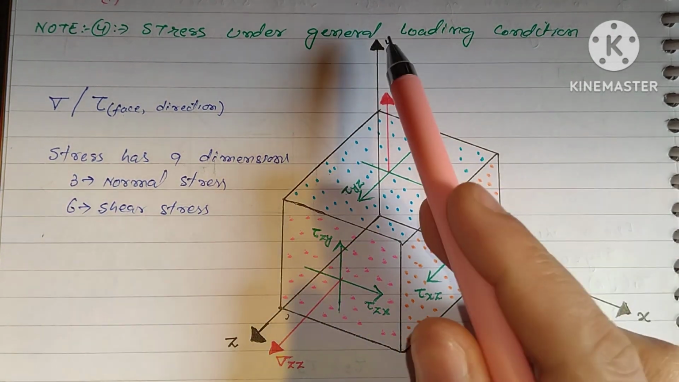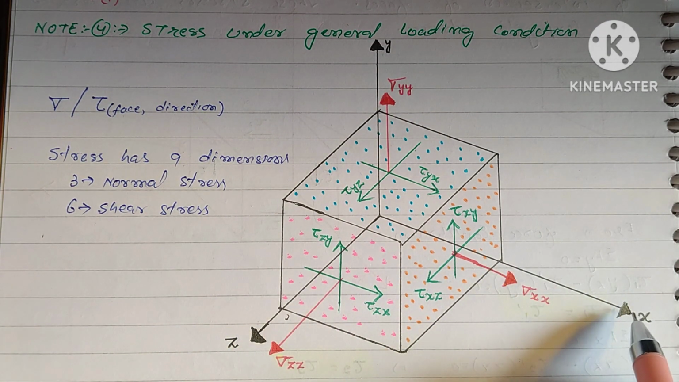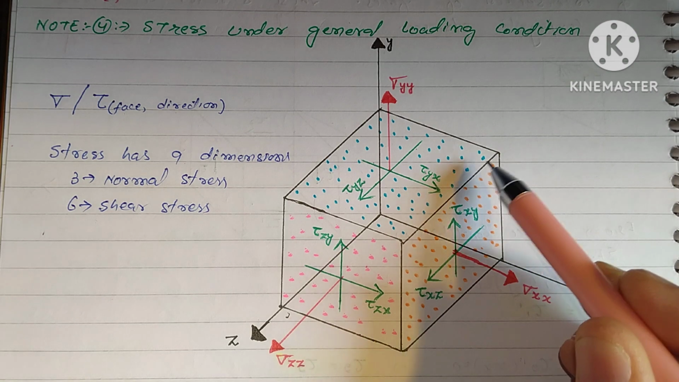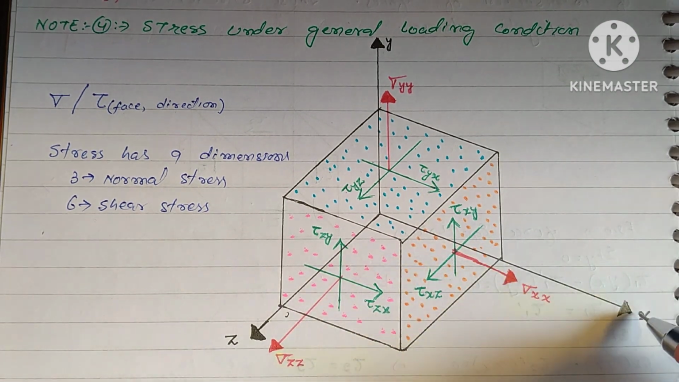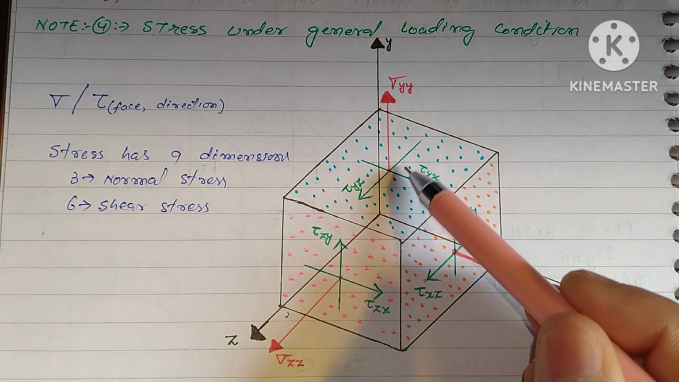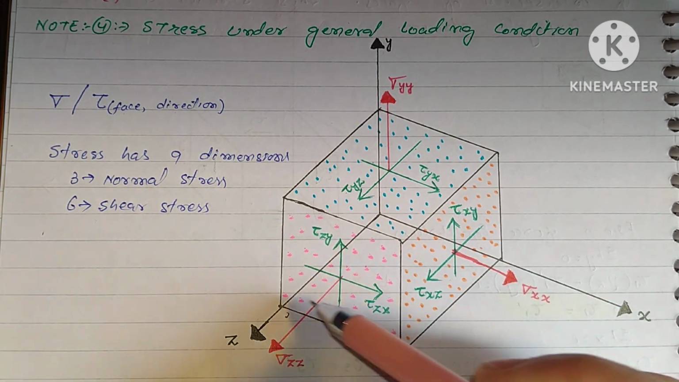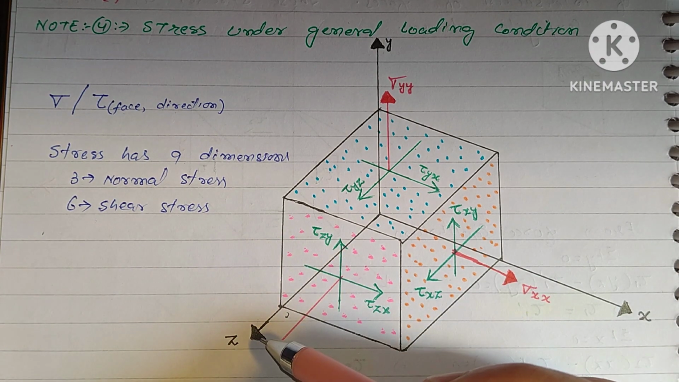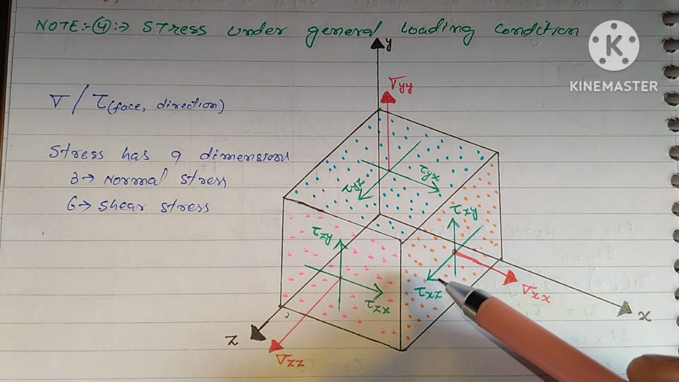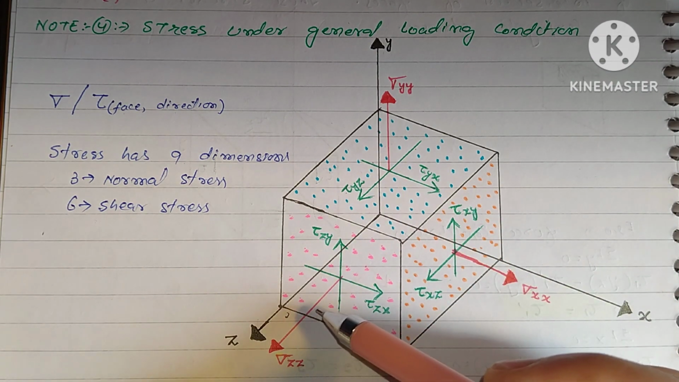This is x-axis, this is y-axis, and this is z-axis. The phase which is pointing towards the x-axis is called the x phase. Orange phase, it is pointing toward the x-axis. This is called the x phase. This blue phase, it is pointing toward the y-axis, so it is called the y phase. This pink phase which is pointing toward the z-axis, it is called the z phase. So there are three visible phases: x phase, y phase, and z phase.